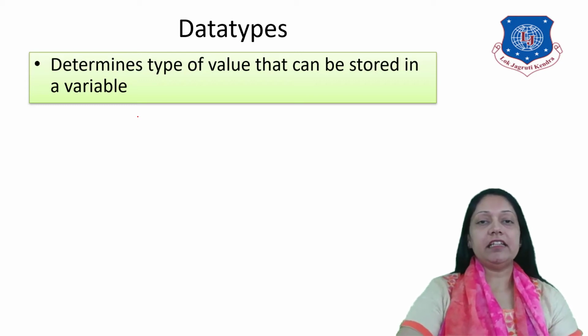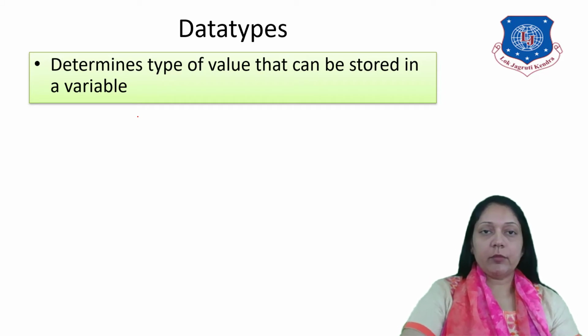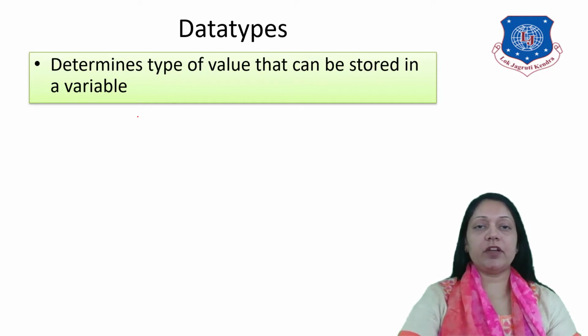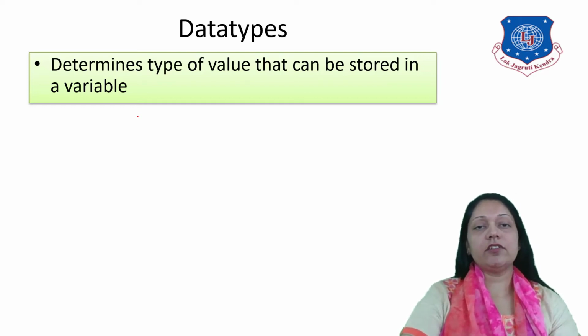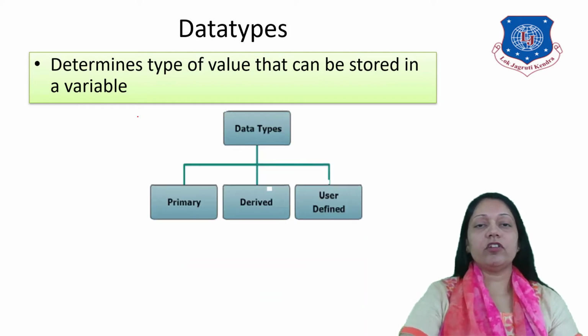Like it can be an integer, that is a whole number, 2, 5, 10, or it can be a floating point number, that is 2.5, 6.7, or it can be a simple single character or a string. Let's see which are the different types of data types available in C.